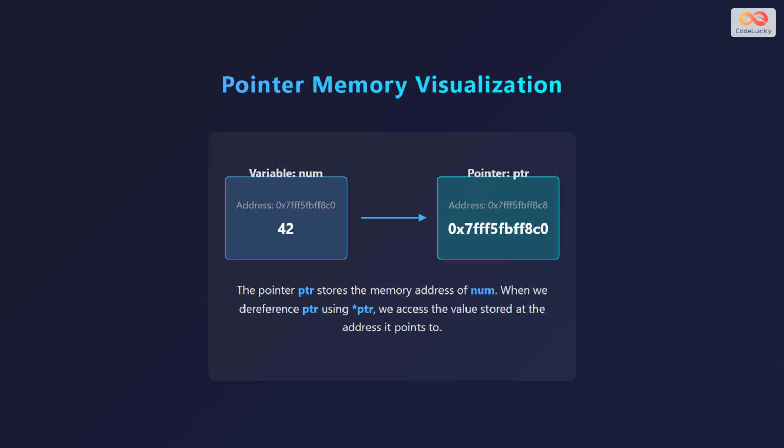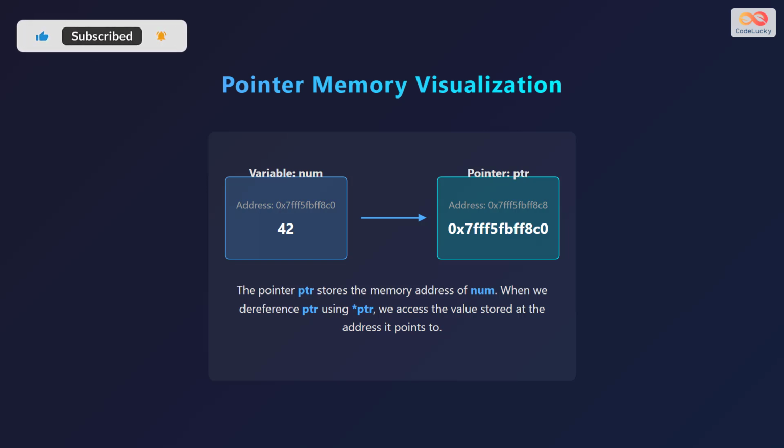Let us visualize how pointers work in memory. Consider a variable named number, stored at a specific memory address, let's say 0x7FFF5FBFF8C0, and it holds the value 42. A pointer named ptr is stored at another memory address, let's say 0x7FFF5FBFF8C8. Instead of holding a regular value, ptr holds the memory address of number, which is 0x7FFF5FBFF8C0. The pointer ptr stores the memory address of number.